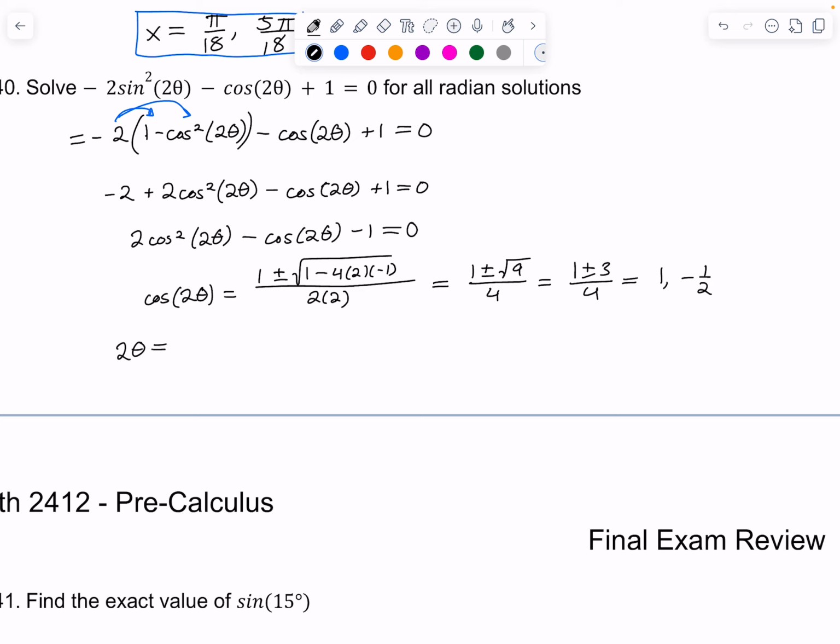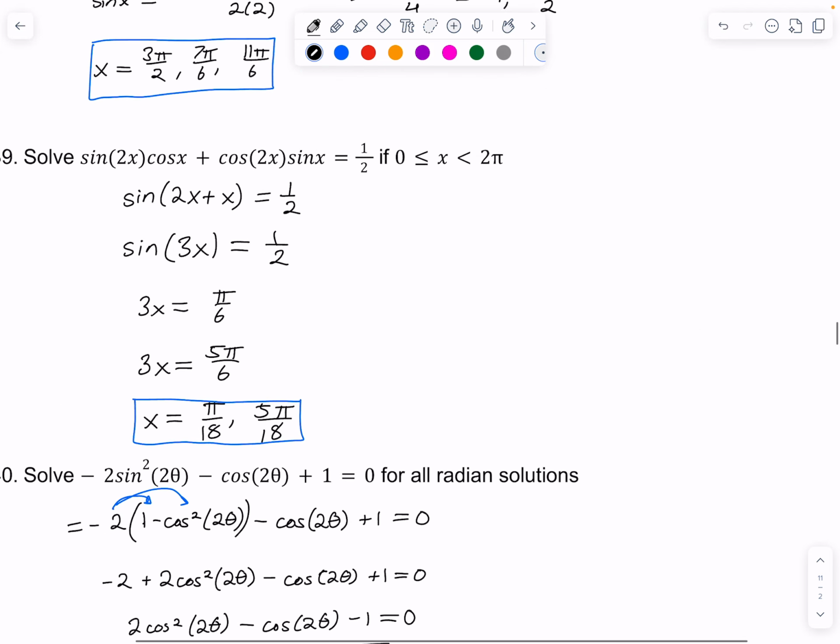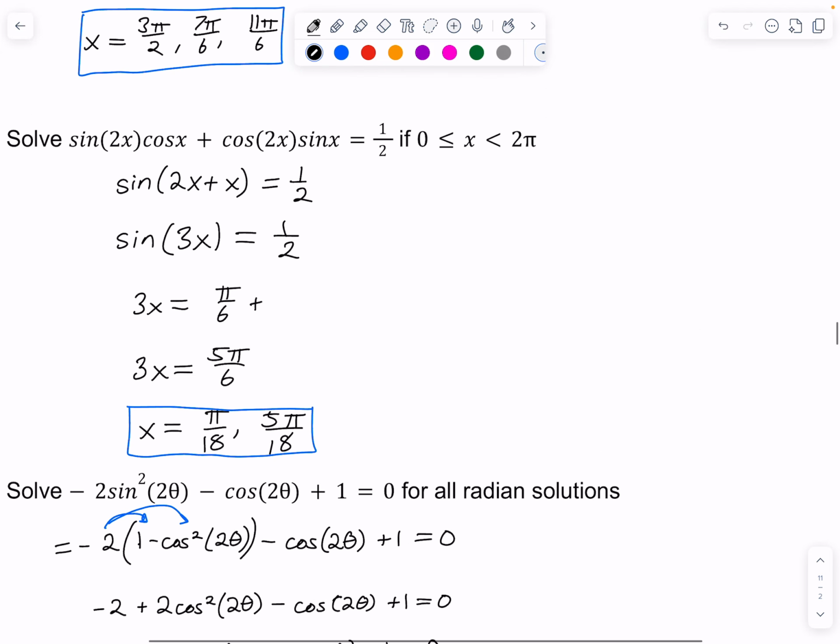If cosine is 1, we're talking about 0 plus 2 pi k. And I put plus 2 pi k because it says for all radian solutions. Ah, shoot, I just realized I should have done that here. Yeah, I should have. And the reason is I am missing solutions.